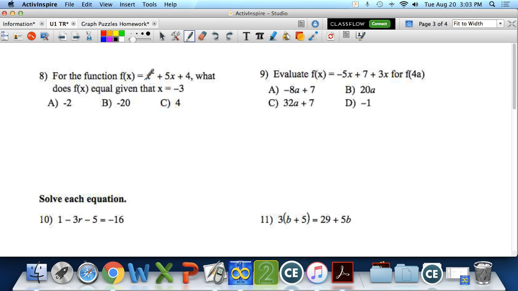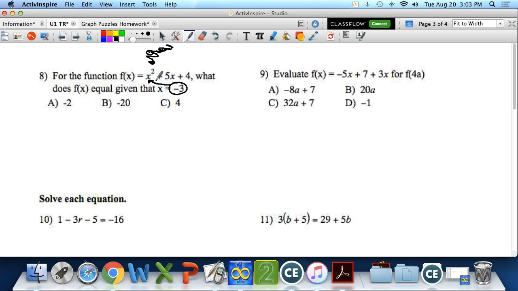We're given a function, f of x. This time it's x squared. Hey, guys, it's a parabola. It's a quadratic right there, okay? Just thinking ahead. x squared plus 5x plus 4. And it says, what does that f of x equal given that x equals -3? So it's just a different way of asking.